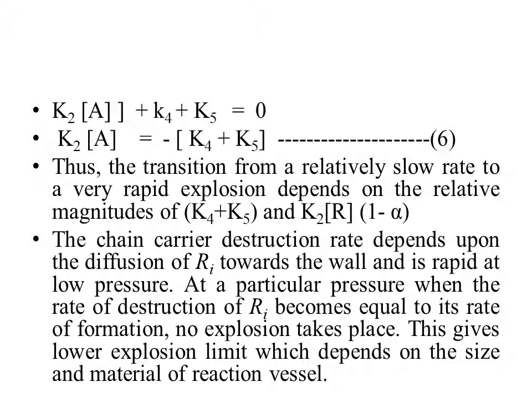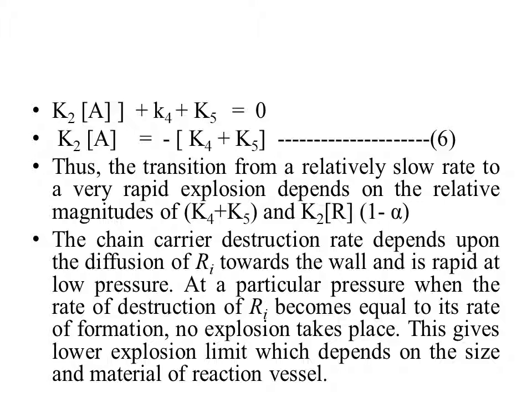That is, chain carrier destruction rate depends upon the diffusion of Ri towards the wall and is rapid at low pressure. At a particular pressure, when the rate of destruction of Ri becomes equal to its rate of formation, no explosion takes place. This gives the low explosion limit, which depends on the size and material of the reaction vessel.